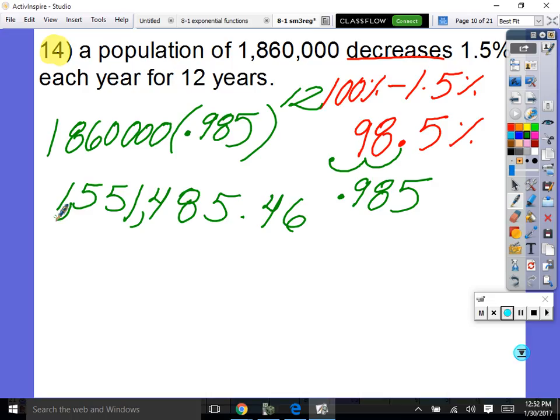Okay. So guys, look and see if your answer makes sense. We started with this, and it went down to this after 12 years. So it sounds about right. It didn't go down by very much, right? If we're only going down by 1.5%.